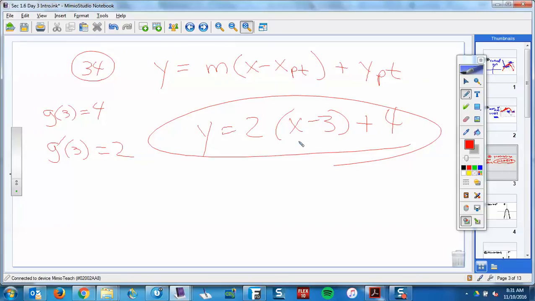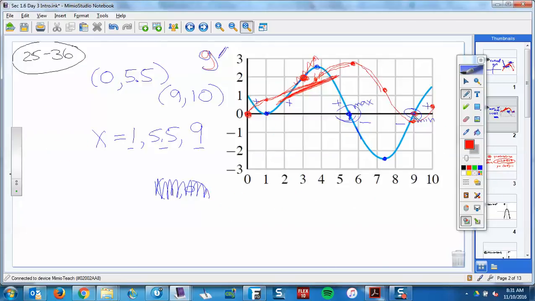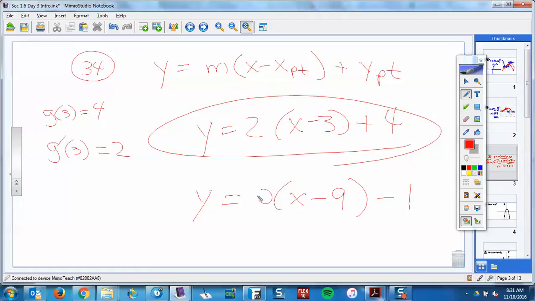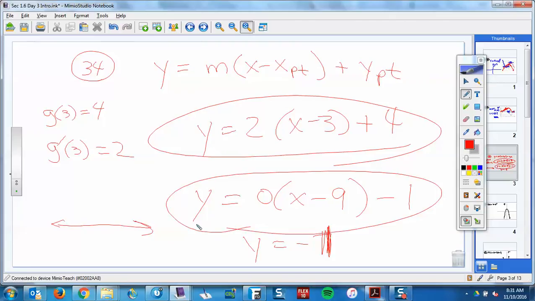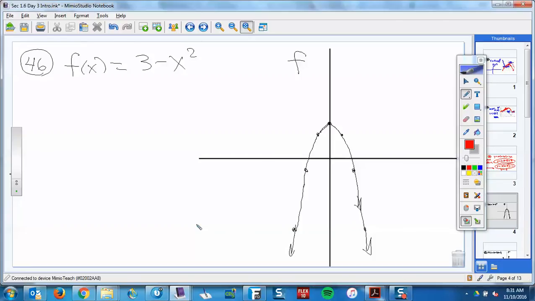Okay, so what about 35? They give you a different point, 9, negative 1. And what's the slope at 9? Oh, that was a minimum, right? Well, that should be just y equals negative 1. Should just be a horizontal line, right? Horizontal line, y equals negative 1, is a slope of 0 there. Okay? I don't even care if you simplify that. You want to leave it like that, I'm okay with that.